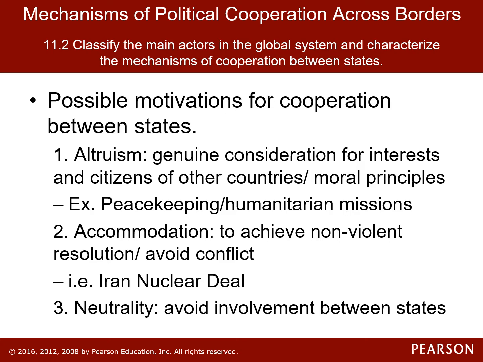Accommodation. This is, you do it in order to avoid a less desirable result. So rather than allow Iran to continue kind of thumbing their nose at the international community and develop nuclear weapons, the nuclear deal was made. The nuclear deal was made in order to avoid a possible conflict between Iran and its neighbors, such as Israel.